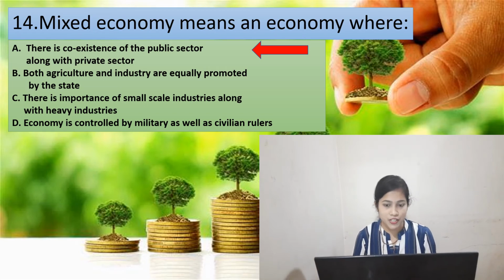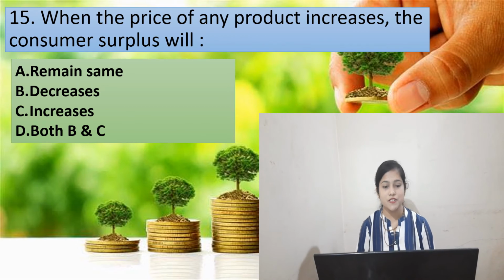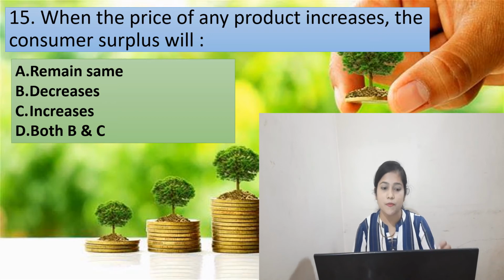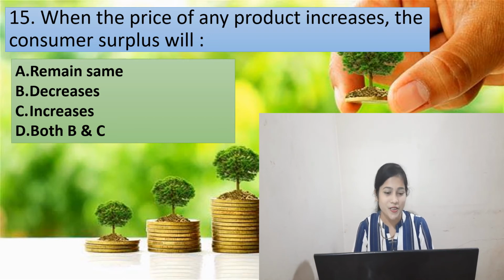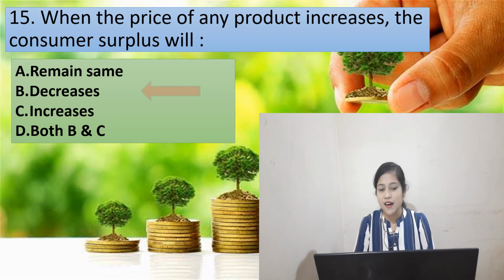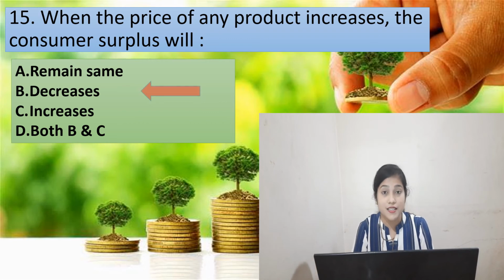Moving to the next question. So here is the question: when the price of any product increases, the consumer surplus will dash. First option remains same. Second option, it will decrease. Third option, it will increase. And fourth option, both B and C. Well, fourth option will be automatically deleted because both decrease and increase cannot be the answer, right? So let me tell you the answer. The answer will be option B, that is decreases.